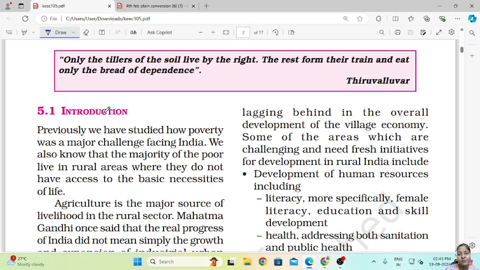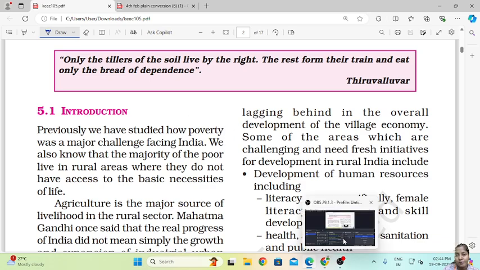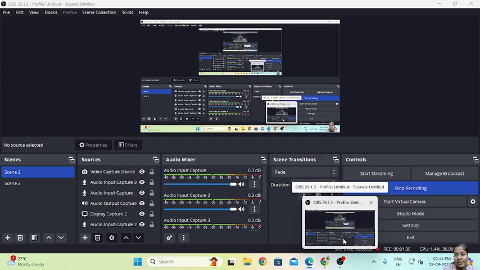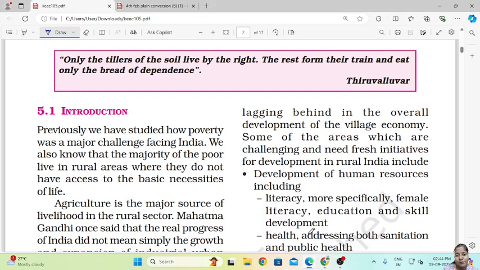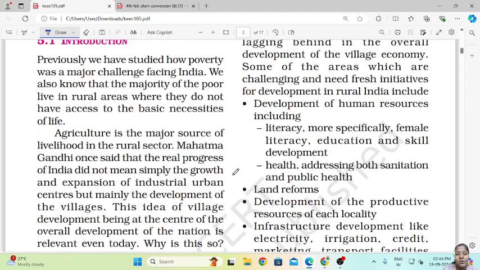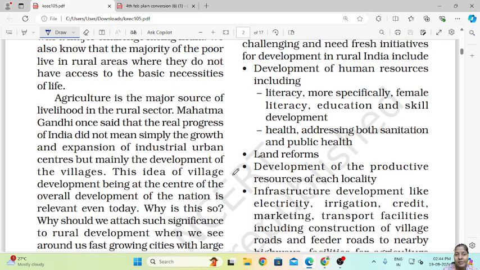So previously we have studied how poverty was the major challenge in India. We also know that the majority of the poor people live in rural areas, right? Because they do not have access to the proper basic necessities. They do not get proper food, education, and healthcare facilities. The rural people basically depend on agriculture. So agriculture is the major source of livelihood.